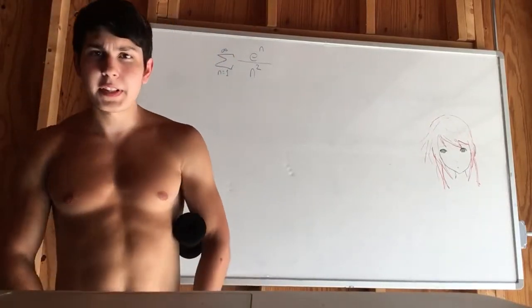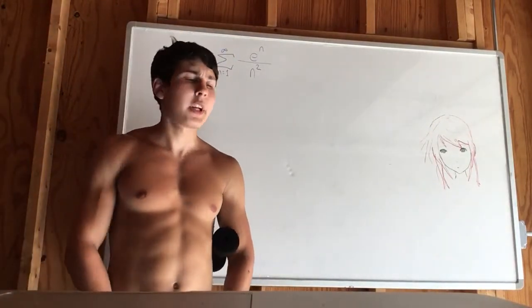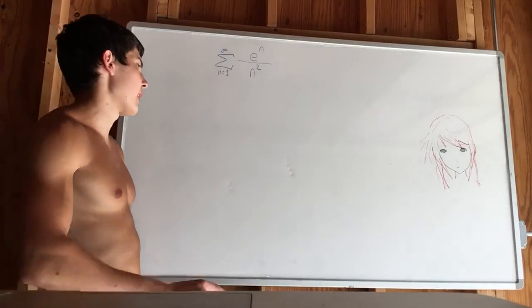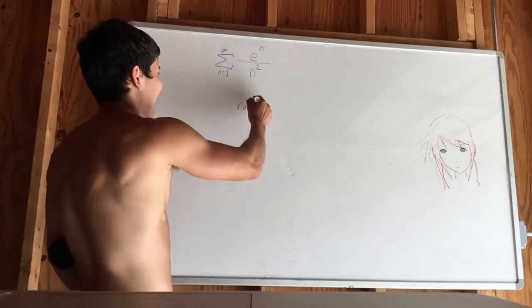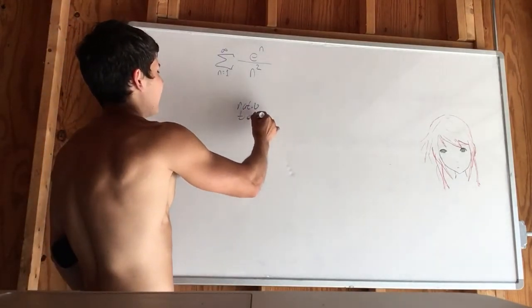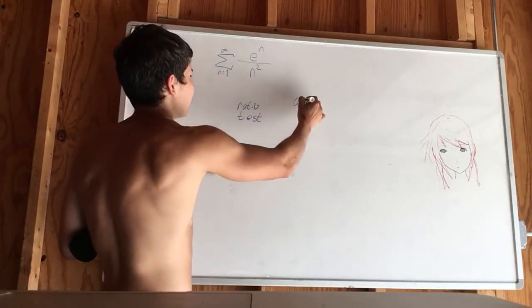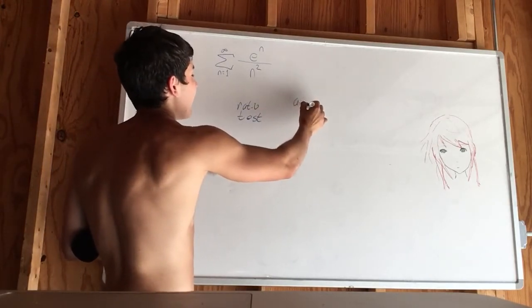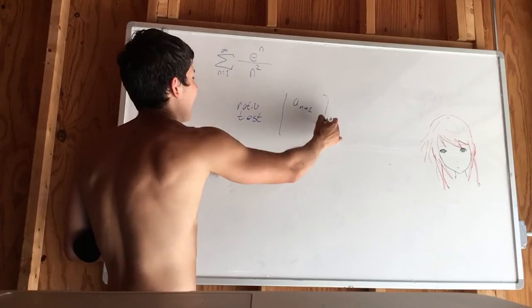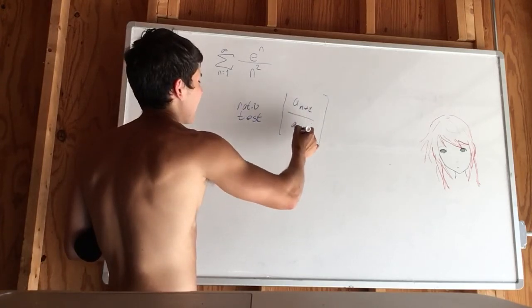We want to find out if this series converges or diverges. So with this one, we're going to use the ratio test. With the ratio test, we have the limit of the absolute value of a sub n plus 1 over a sub n.